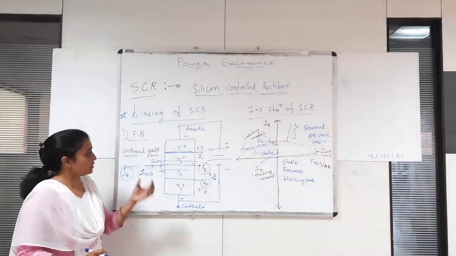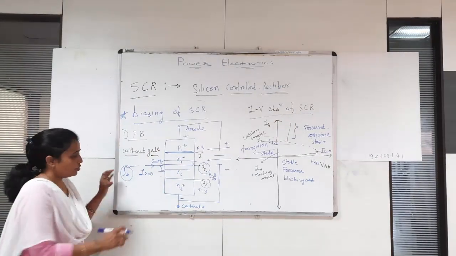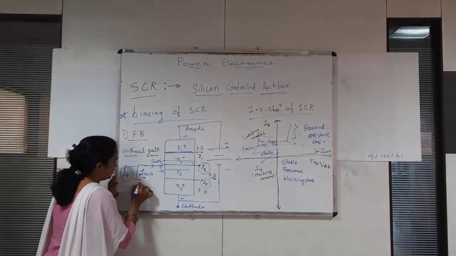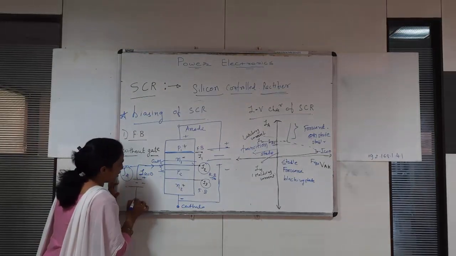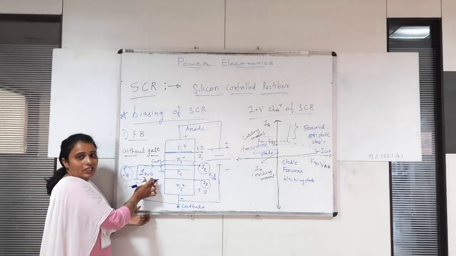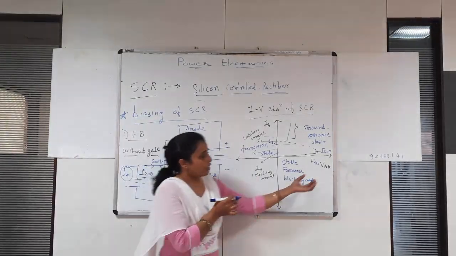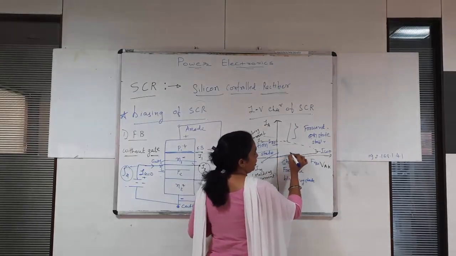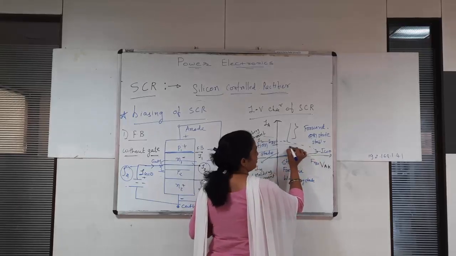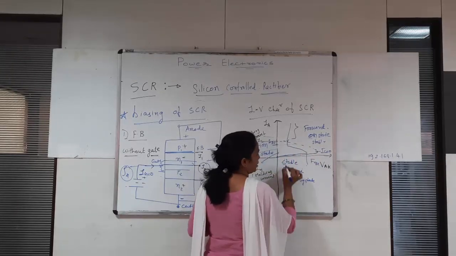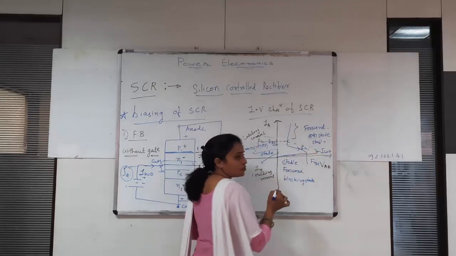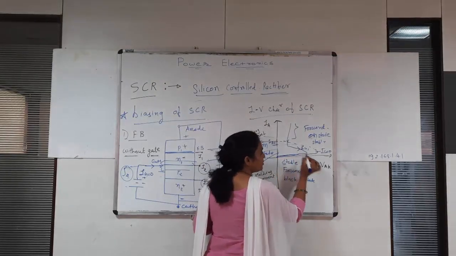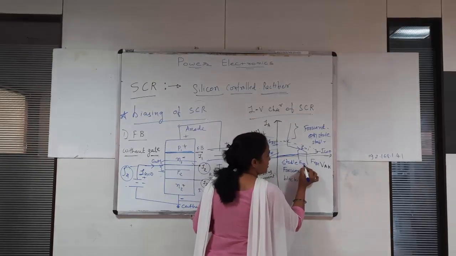Now suppose I am applying the gate current in forward bias. If I am applying an external power supply, also in forward bias, to the gate terminal, then whenever I increase the gate current, it reduces the anode to cathode breakover voltage. So if I increase the gate current, it reduces the anode to cathode voltage. So this one is Ig1, suppose. Suppose I again increase the gate current, that is Ig2. Then it again reduces the forward breakover voltage.